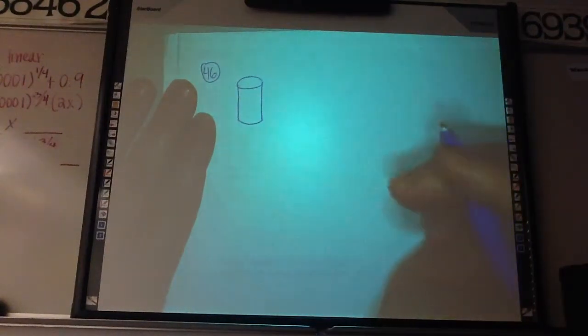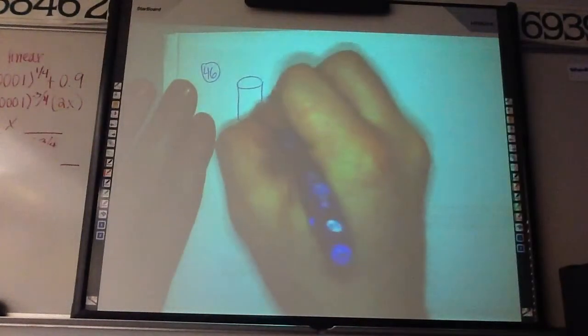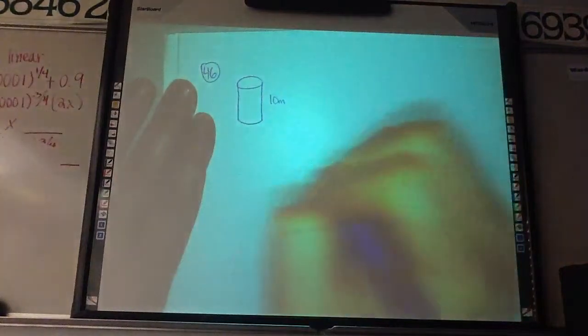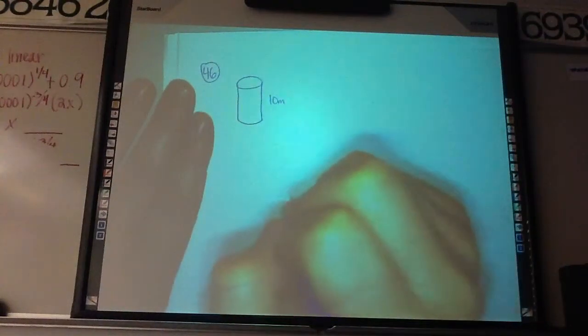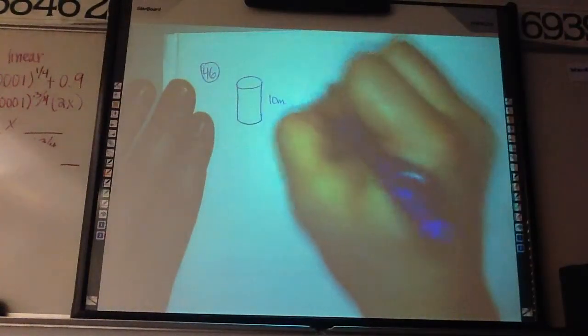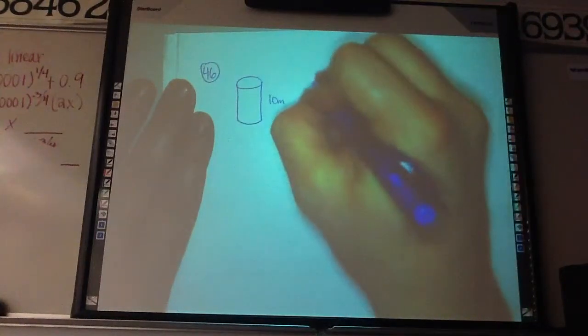Okay, and what do we know about this cylindrical storage tank? It's 10 meters high. That's nice. How do you find the volume? 4/3... oh, what's a sphere?